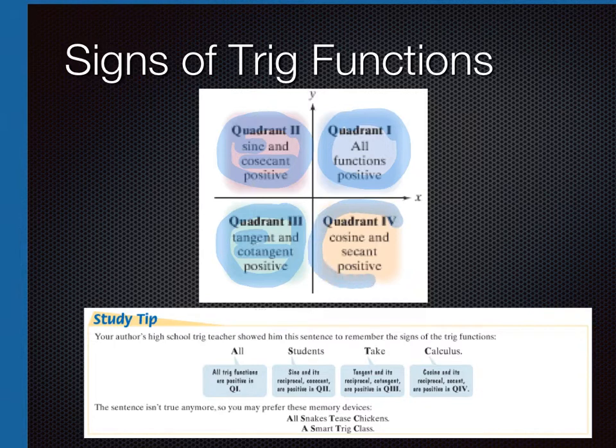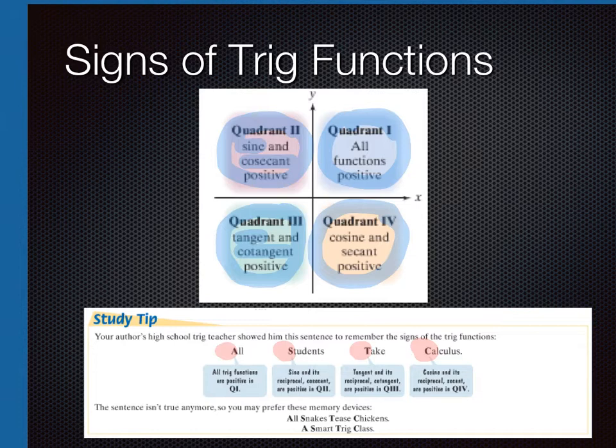And then in the fourth quadrant, cosine and secant are positive because the x is positive but the y is negative. So cosine and secant positive, everything else negative. An easy way to remember this is by the acronym "all students take calculus."